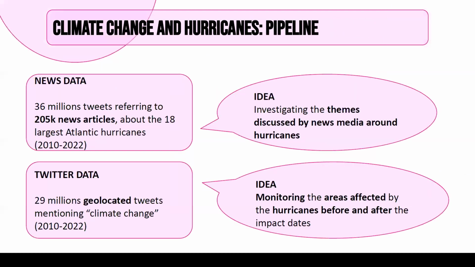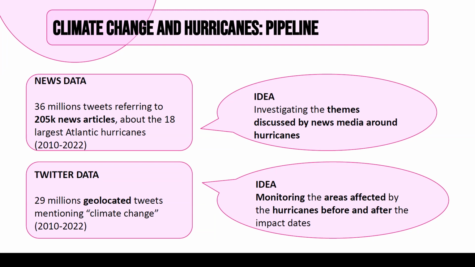Okay, so what we did is collecting data from Twitter, basically, and we rely on two different databases. One, we collected all the tweets from 2010 to 2022 mentioning the biggest 18 Atlantic hurricanes in this period. And from these 36 million tweets, we recovered 205K news articles. And this database was used to investigate the themes discussed around climate change and hurricanes, and the terminology used to do that.